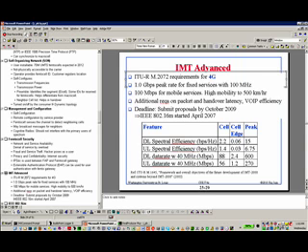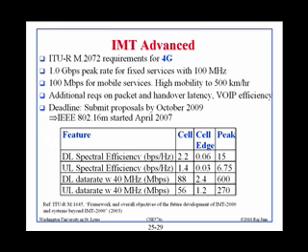So 1 gigabit peak rate for fixed services using 100 megahertz. 100 megabits peak rate for mobile services, and this is not at 500 kilometers, so hold on. This is the best rate for mobile services, and mobility up to 500 kilometers per hour. These two are on the same line, but they're independent requirements. You cannot get 100 megabits at 500 kilometers per hour. At 500 kilometers per hour, probably you get 1 or 2 megabits or something like that. But the idea is that they have very high requirements. None of the technologies today meet that requirement. The bar has been put higher than what exists so that people work.